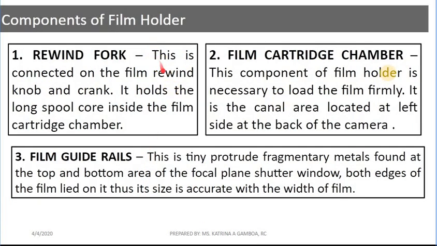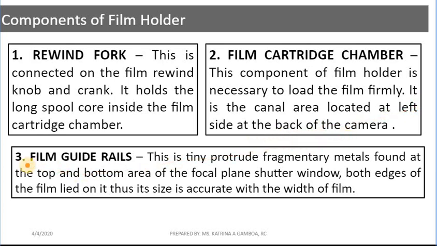Components of a film holder in the pinakalikod. We have the rewind fork, the film cartridge chamber, and the film guide reel. So, rewind fork, this is connected on the film rewind knob and crank. It holds the long spool core inside the film cartridge chamber. We also have the film cartridge chamber, yung pinakalalagyanan. This component of film holder is necessary to load the film firmly. It is the canal area located at the left side of the back of the camera.